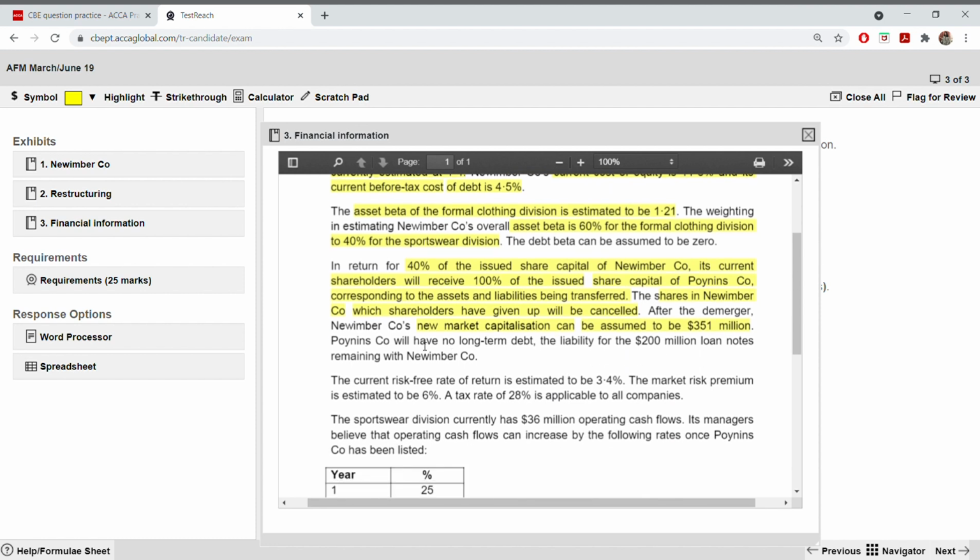Pointers will have no long-term debt. Okay, no long-term debt. Which company? The demerged company. No long-term debt. The liability for the 200 million loan notes remaining with new member.